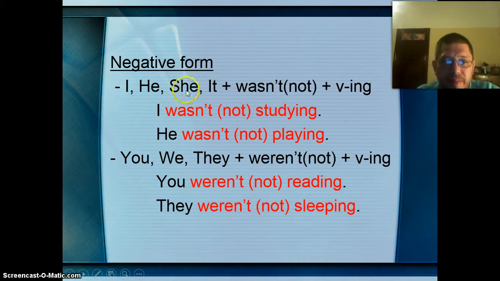What is the negative form? Same pronouns. I, he, she, it, wasn't, or you can say was not. And the verb, as you see here, is exactly the same. Examples: I wasn't studying, or he wasn't playing. And as for the other pronouns, you, we, they, use weren't or were not. Plus the verb has to also be in ing form. For example, you weren't reading or they weren't sleeping.